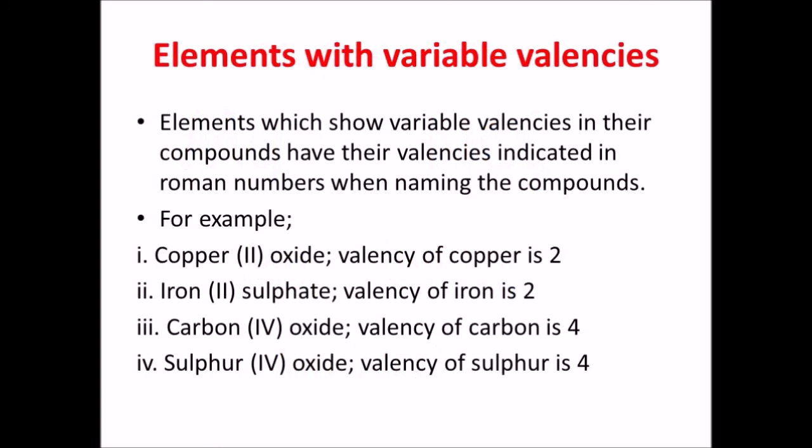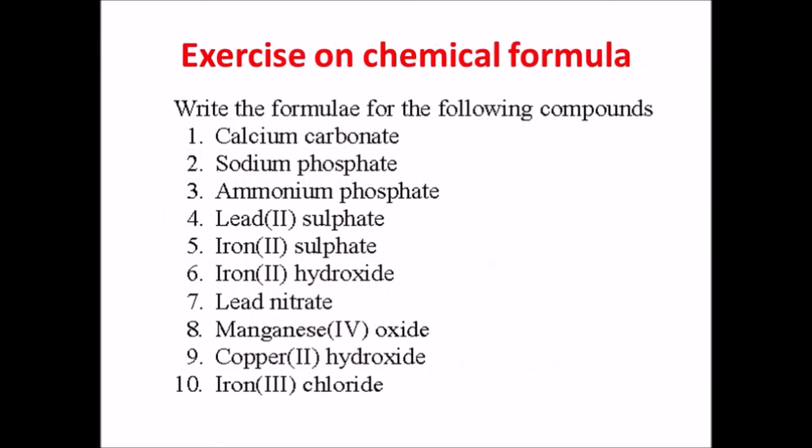When there are elements with variable valencies, like copper 2 oxide, the valency of copper is 2. Iron 2 sulfate, valency of iron is 2. But these are specified because we also have iron 3 sulfate, where the valency of iron is now 3. We can also have copper 1 oxide, where the valency of copper is 1. So variable valencies are always stated in the name of the corresponding compound. You can practice with the following that are given here.